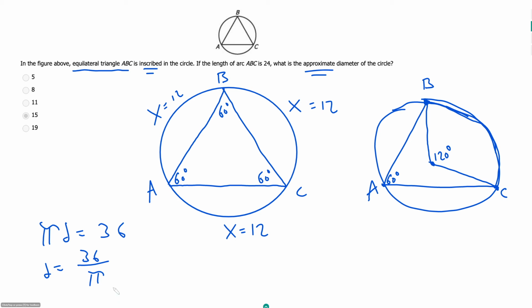And so based on this, we know pi is a little bit more than 3. And so this is really like saying 36 over something a little bit more than 3. So if 36 over 3 is 12, 36 over something a little bit more than 3 should be a little bit less than 12. 11 seems like a good choice. C.